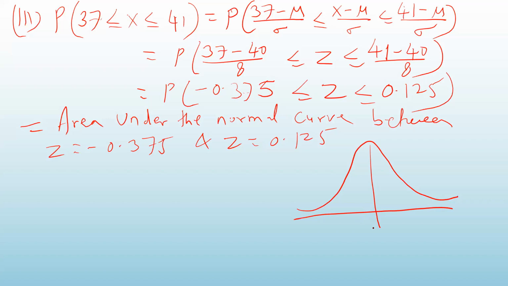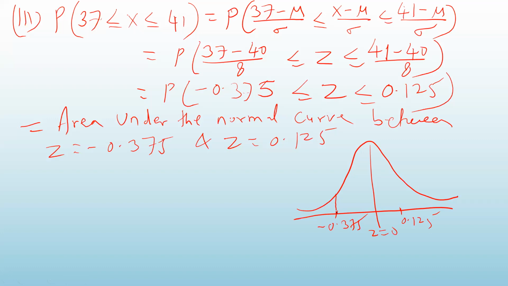This is z equal to 0. Where will 0.125 be to the right side? Somewhere here. Where will minus 0.375 be? It will be somewhere to the left side. I want to find out the probability that z is between minus 0.375 and 0.125.